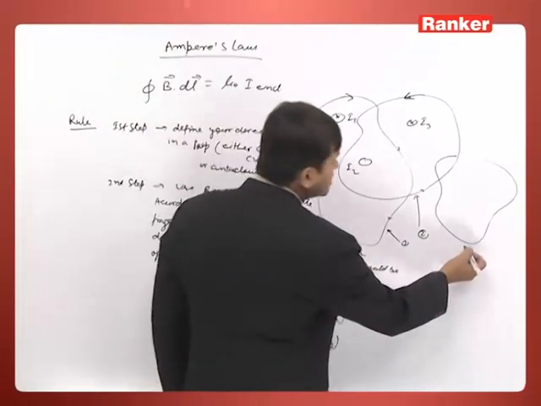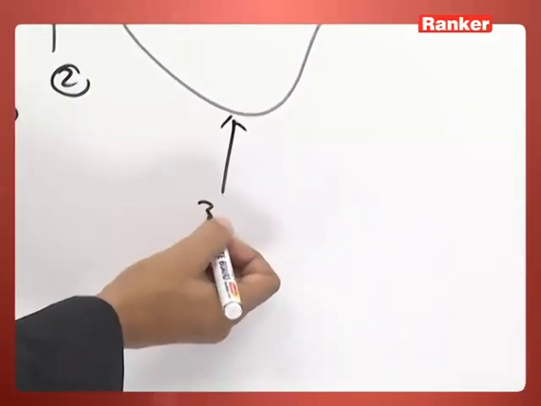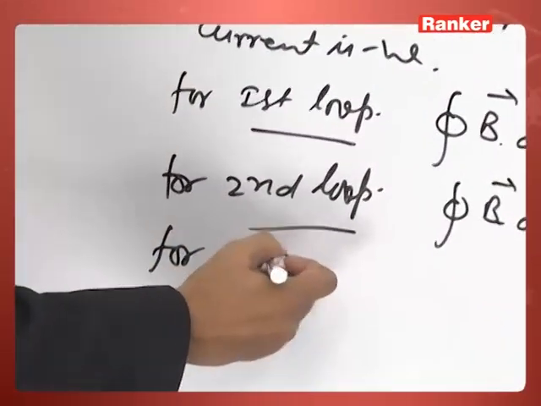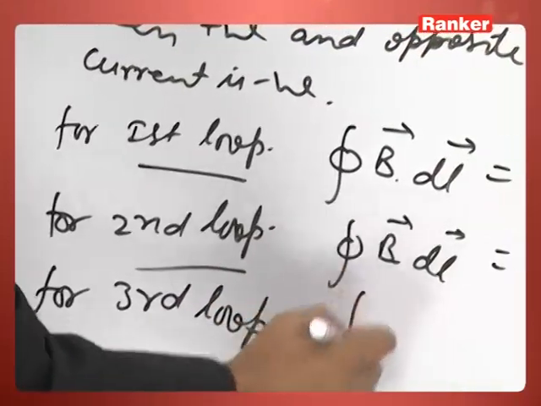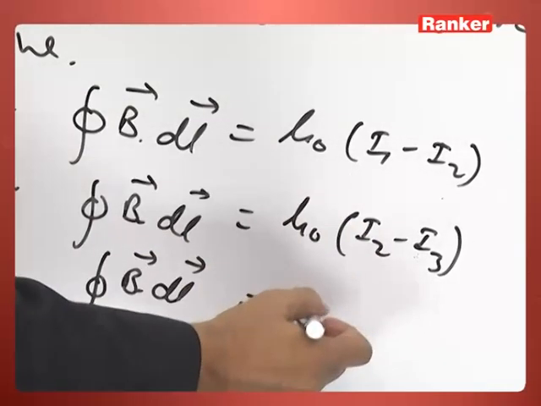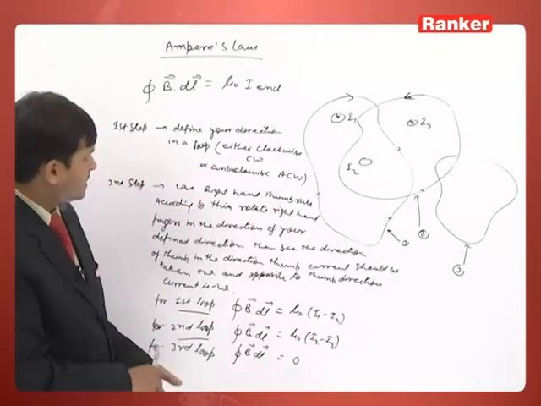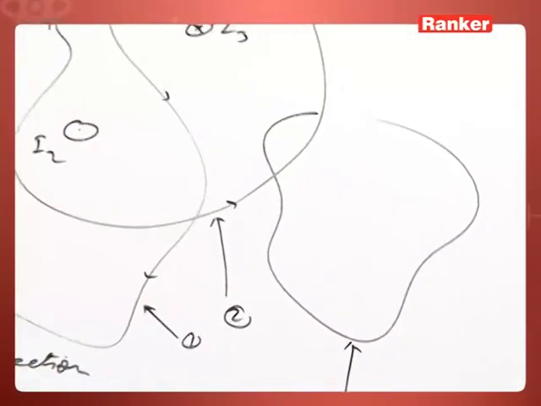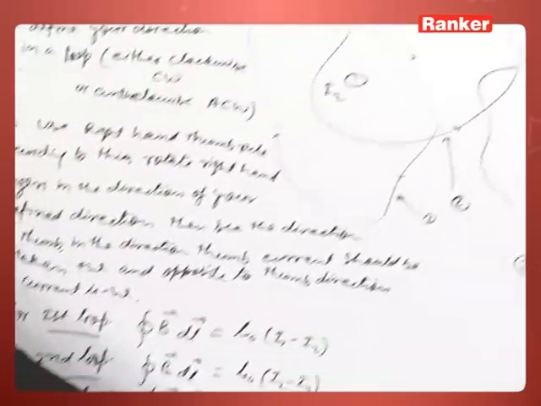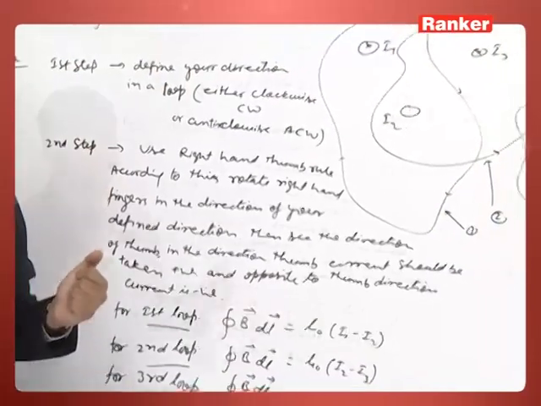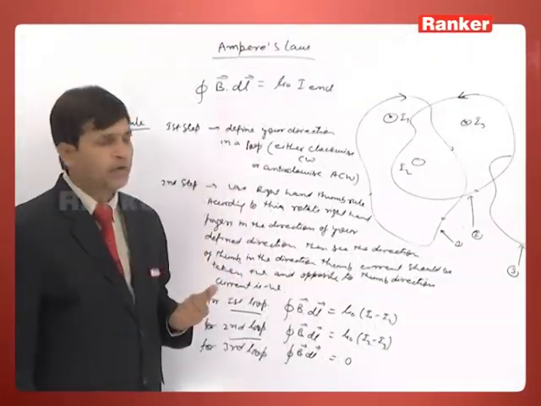And if we are looking at a third loop, let this be your third loop. There is no enclosed current in the third loop, so that should be 0. The important point is that in the third loop, enclosed current being 0 does not mean that the magnetic field at any point on the Amperian loop is 0. It means the integral of the dot product with dl is 0. So these are the rules of using I enclosed and taking the direction of B.